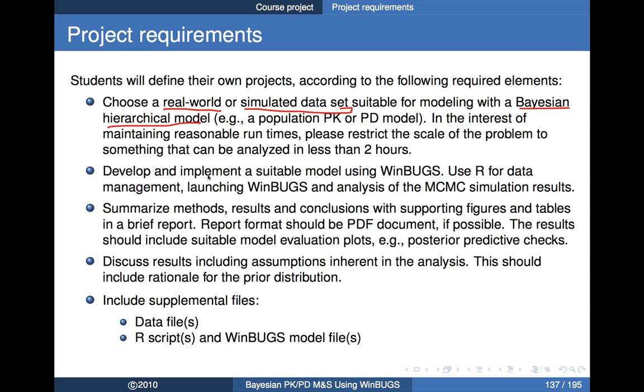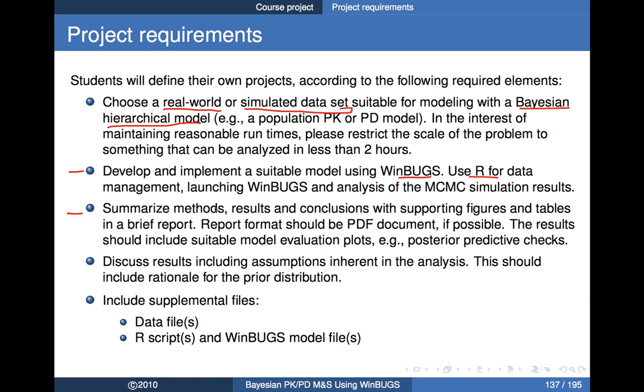I want you to develop and implement a suitable model using WinBUGS. So we want you to use a WinBUGS framework. Use R for your data management, for launching WinBUGS, and for analyzing the MCMC simulations that WinBUGS produces. So all that should be done in R, much like the examples we've done in class.